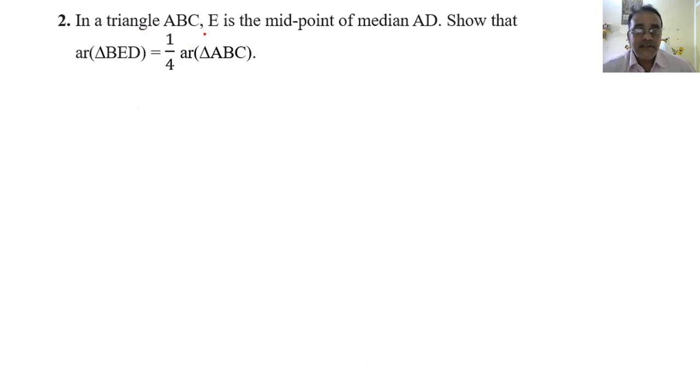In a triangle ABC, E is the midpoint of median AD. Show that area of triangle BED is equal to 1/4 of area of triangle ABC. So figure बना लेते हैं पहले.